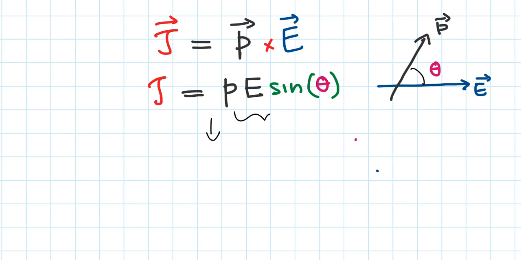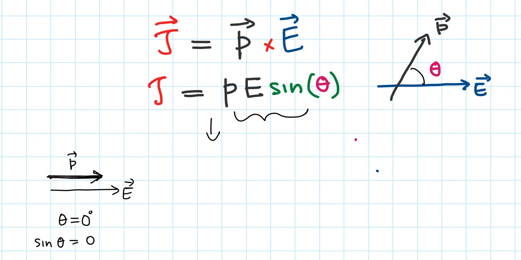See, since this gives the magnitude of torque, I can define three things. One is when you keep the electric dipole with its dipole moment parallel to the electric field, the angle will be 0 degree, which results in a sin theta value of 0. Thus the torque acting on the electric dipole will also be 0.